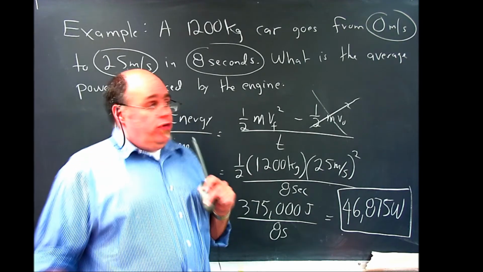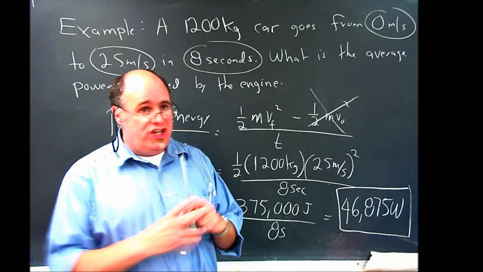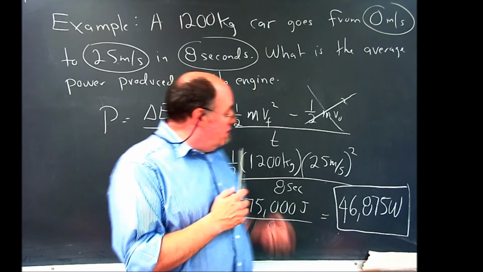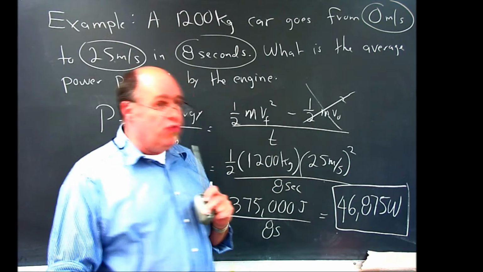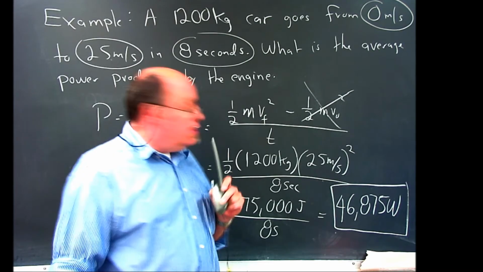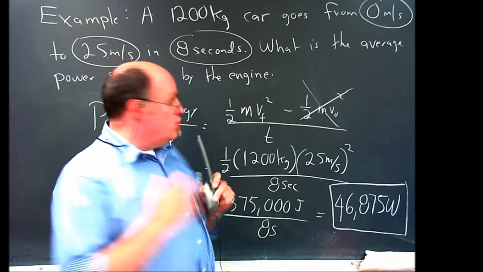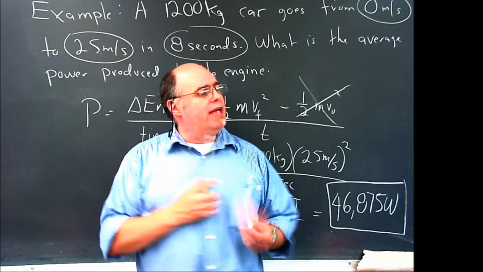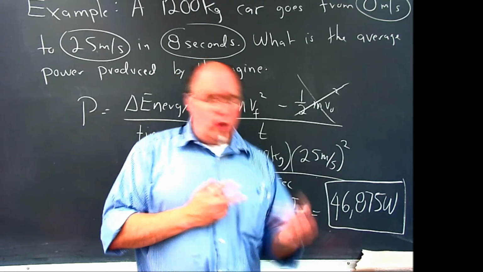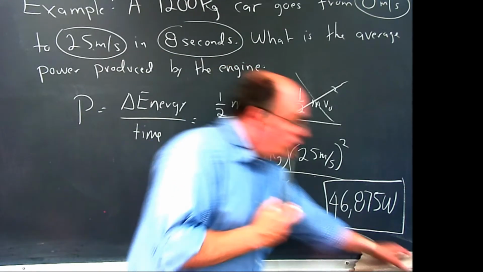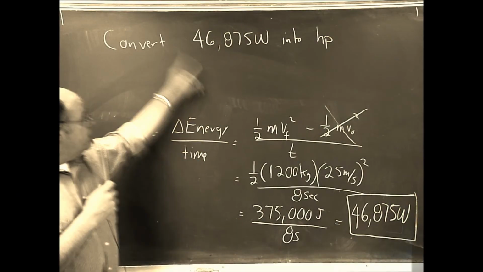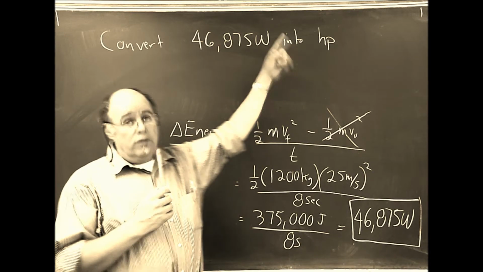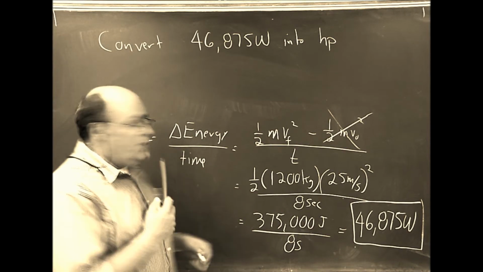In my world, I don't really identify with the power of an engine in terms of watts by looking at this number, 46,875. It's almost 47,000. To me, it seems like a huge number, and I need to be able to compare it to something in my world. So earlier in the lecture, I gave you the conversion identity between horsepower and watts. So right at the top here, I've written: convert 46,875 watts into units of horsepower. And that would be a unit that I can identify with.